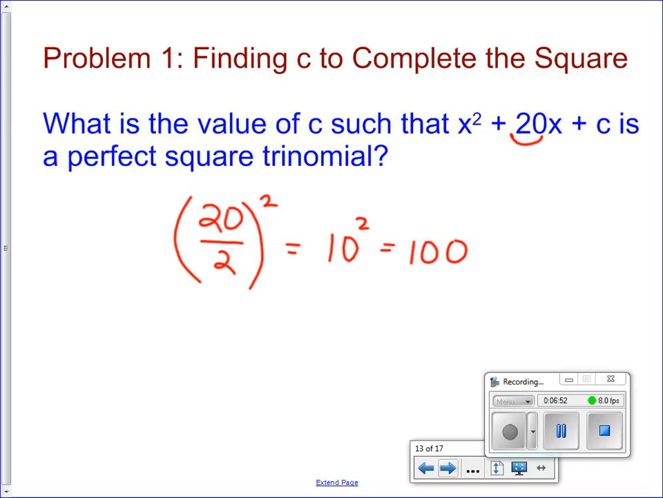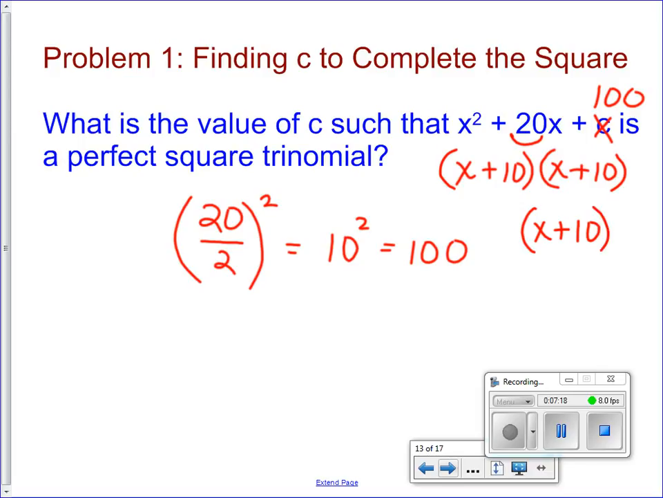So if we replace c up here with 100, note that we could factor this, and this is the whole purpose. It's a perfect square, so we take the square root of 100, which is 10, and we'd have x plus 10 times x plus 10. Or, writing that, we'd have x plus 10 squared. And then we can take the square root of that. So that's going to be our ultimate purpose.